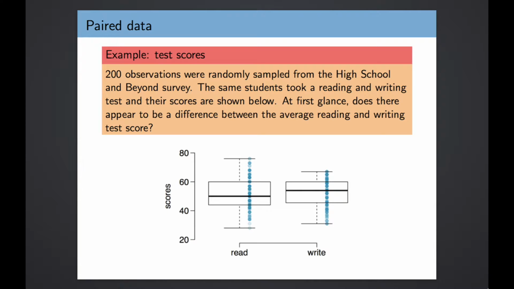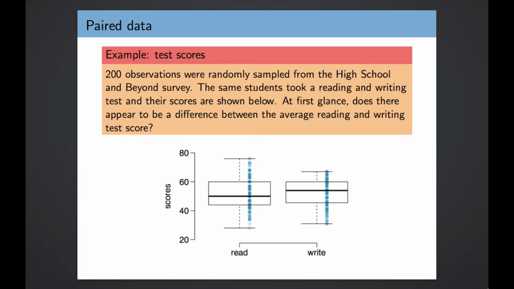Here we're looking at data on test scores. These are 200 observations randomly sampled from a survey called High School and Beyond. And the same students in this survey took a reading test and a writing test. The box plot below shows the distribution of those scores.